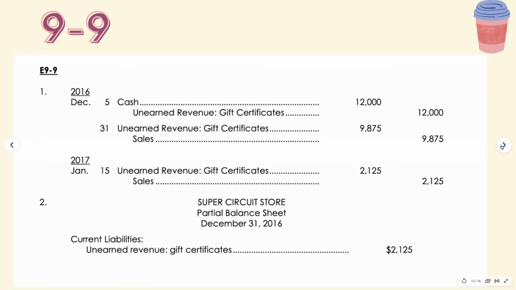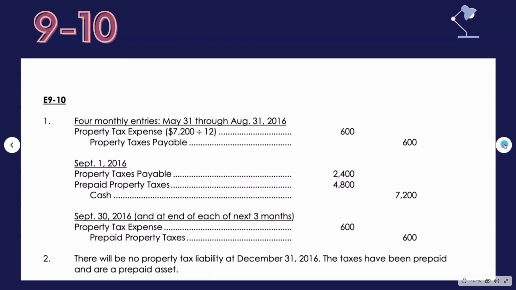For 9-9, we are again looking at gift certificates, which is unearned revenue, and then when we can record the revenue when the sale is made, and also how those gift certificates would be labeled on the balance sheet. For 9-10, we have entries of property taxes here, and you see the total amount divided by the 12 months, and then you see you have your property taxes payable when you pay them, and you record the actual expense, and then the actual property taxes were paid.